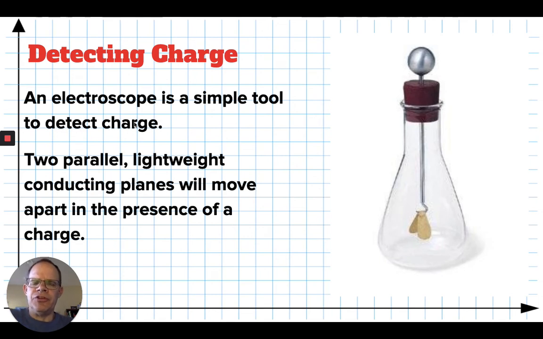So it's a simple tool to detect charge. You can't detect whether it's a positive or negative charge. All you can do is detect whether a charge is present. So if I were to rub my head on a balloon and bring it near this electroscope dome, those leaves would fly apart. I don't know whether the balloon is positively charged or negatively charged. I just know there's a charge there.